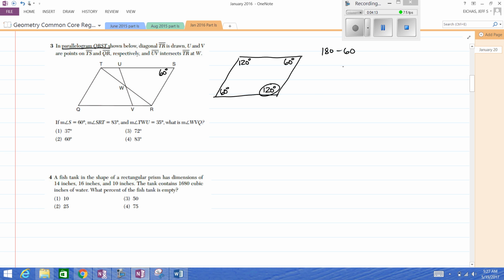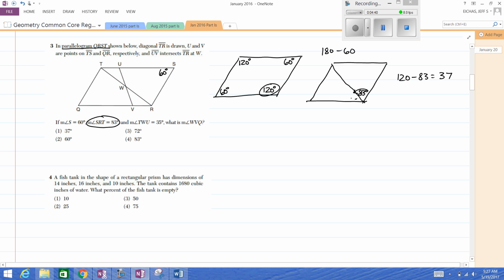Okay. Now we take the next step of this problem, and what we have is a diagonal. The diagonal of a parallelogram does not have to split these two equally. And what they showed us here was SRT, angle SRT. That's this one right here. Okay, so that's 83 degrees. So the next step is 120 minus 83. We're going to get a 37. So this angle right here is 37. Right there is what we're looking at.